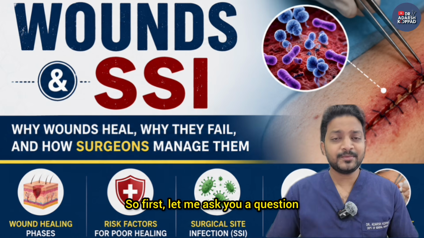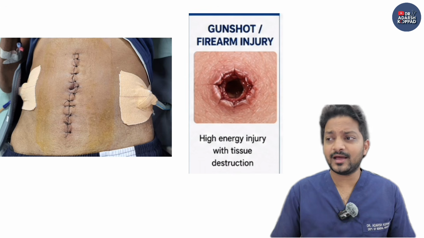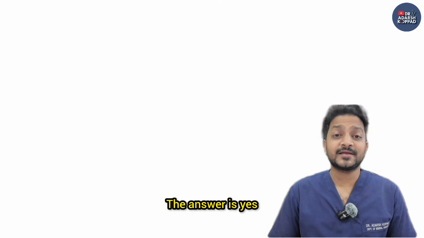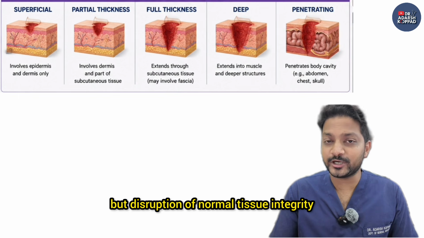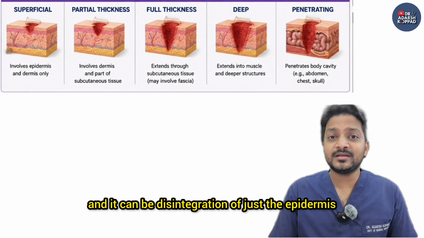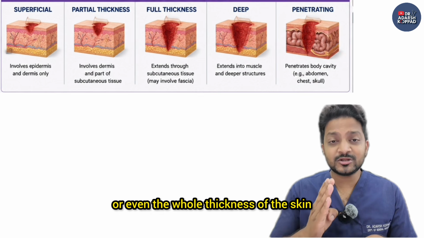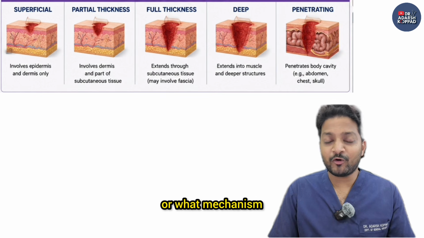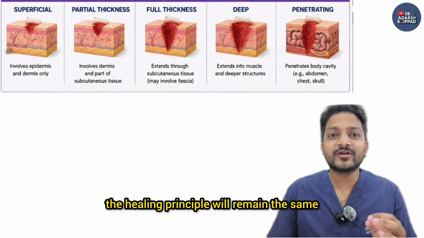So first, let me ask you a question. What exactly is a wound? There's a laparotomy incision and there's a gunshot injury. Can both be called wounds? And the answer is yes. A wound is nothing but disruption of normal tissue integrity, and it can be disintegration of just the epidermis or even the whole thickness of the skin. And no matter what kind or what mechanism has made the wound, the healing principle will remain the same.